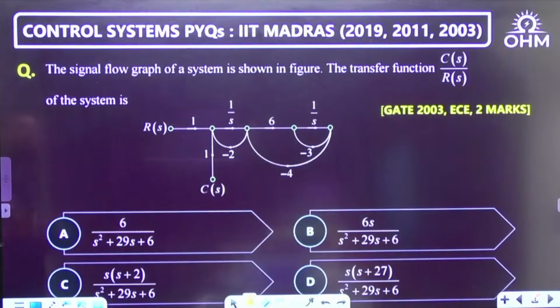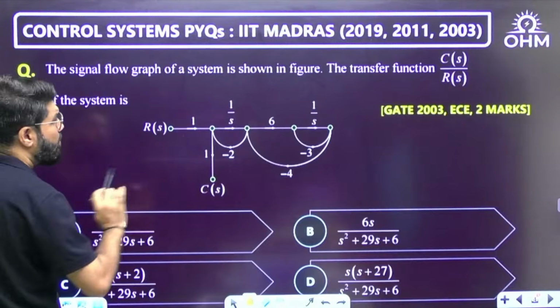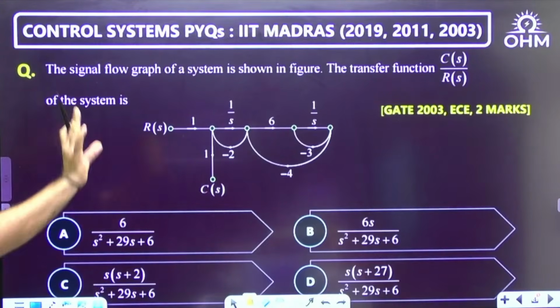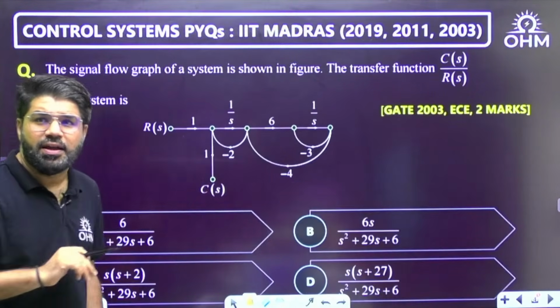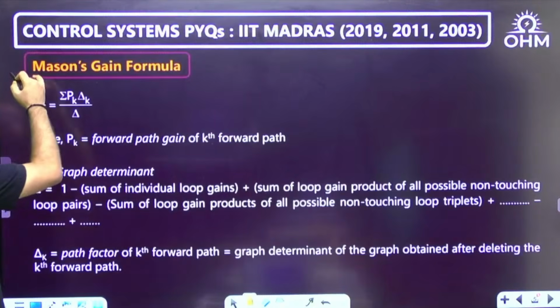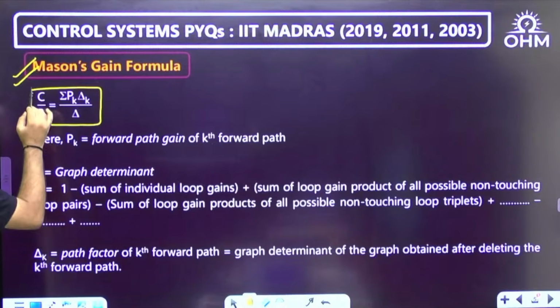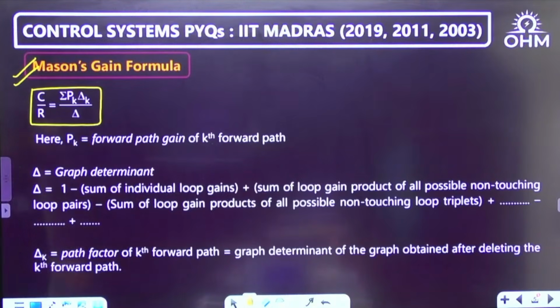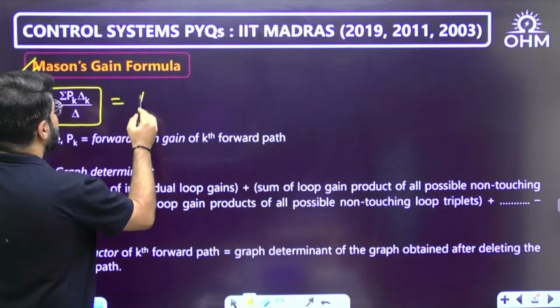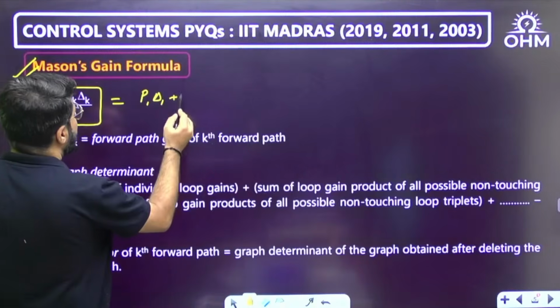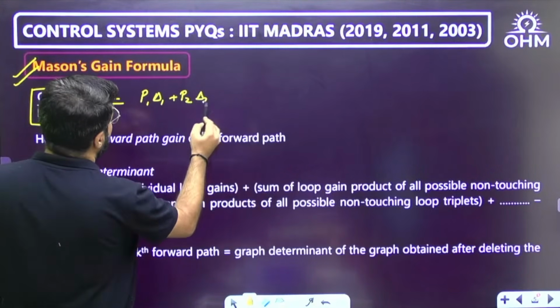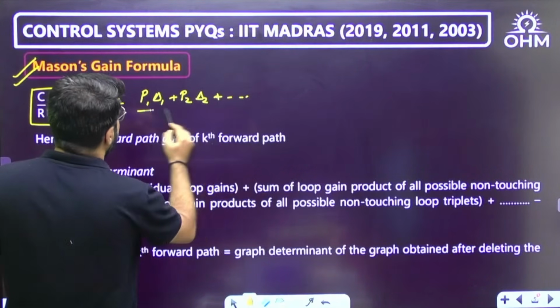First of all, we need the forward path, which is any path from input to output, and then we need the loops, and then we need to build up the path factors and the graph determinant. Mason's gain formula will typically be required to solve it, and as we know, it is given by C by R is summation Pk delta k divided by delta, where for multiple forward paths it is P1 delta 1 plus P2 delta 2, etc., divided by delta.